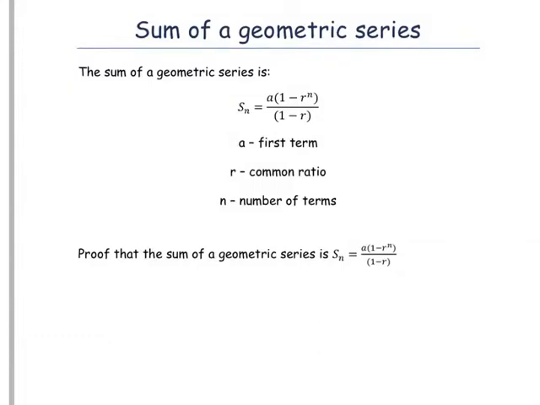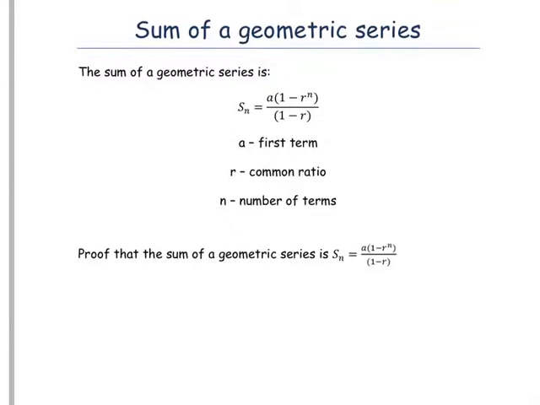Sum of a geometric series. The sum of a geometric series is given as Sn is equal to a times 1 minus r to the power of n divided by 1 minus r. Now a is the first term, r is the common ratio, and n is the number of terms you're asked to find the sum of.